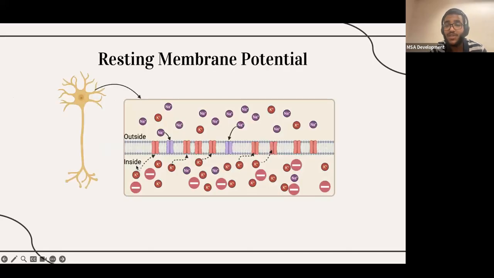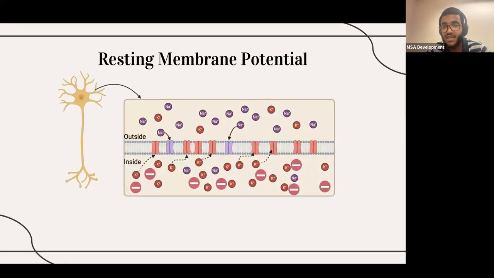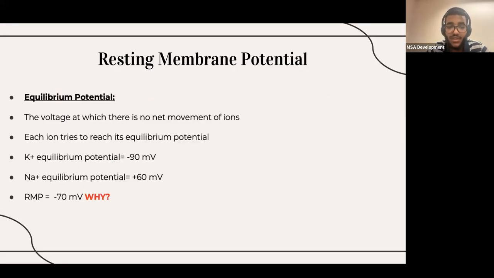So if potassium was left all alone and the membrane was fully permeable only to potassium, then the potential would be minus 90. So potassium is fighting and fighting to get the potential down to minus 90. While sodium's equilibrium potential is plus 60, so it's fighting and fighting to get the potential to plus 60. However, the resting membrane potential is minus 70.